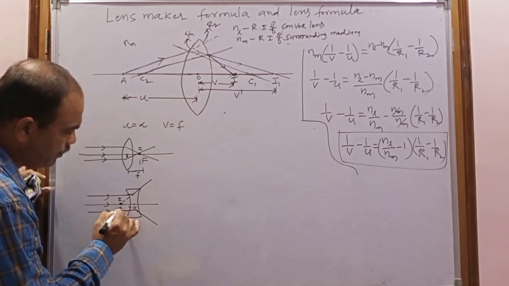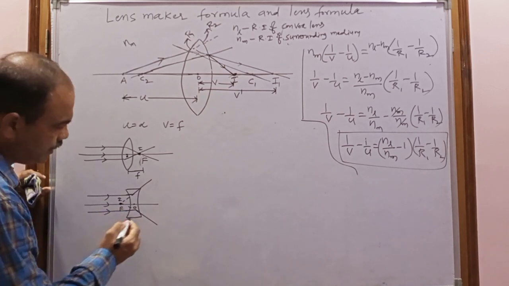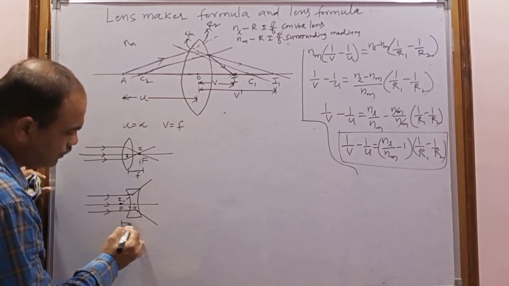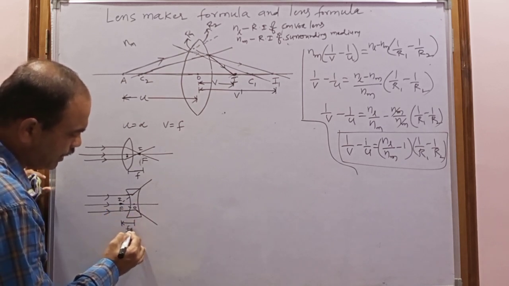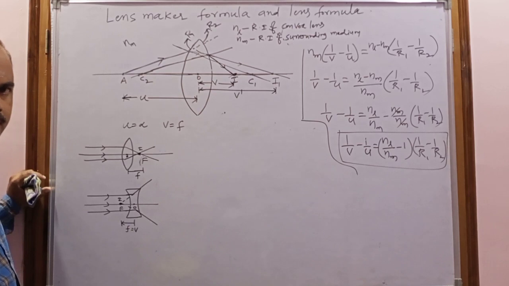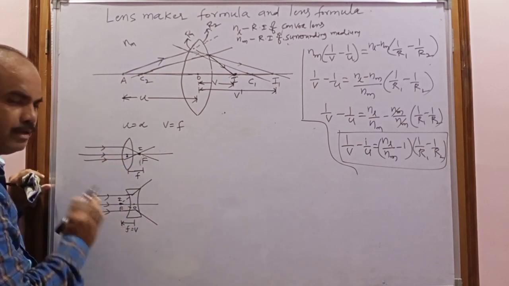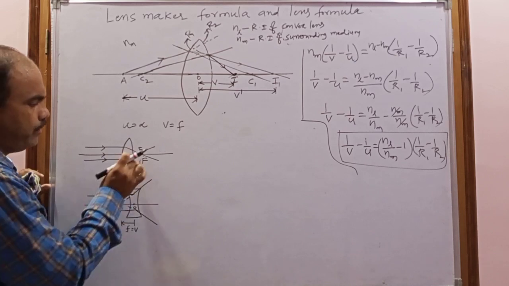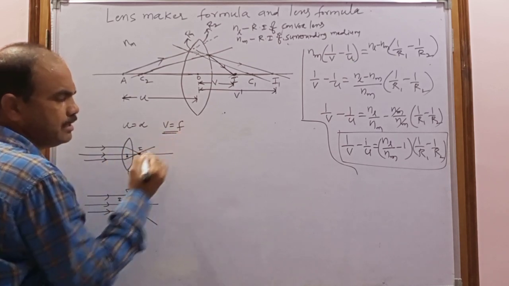This is where the image is formed, at focus. So the distance between the optic center and focus is called the focal length, and this focal length can be taken as the image distance. In the case of the convex lens or concave lens, when the object is at infinity, where is the image formed? At focus. That's why the image distance is F.